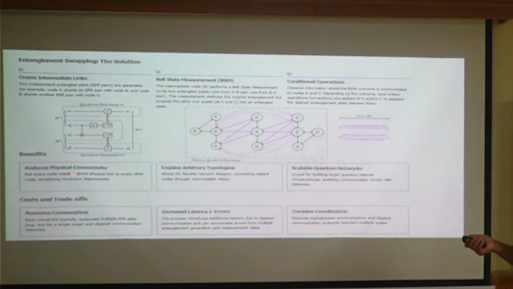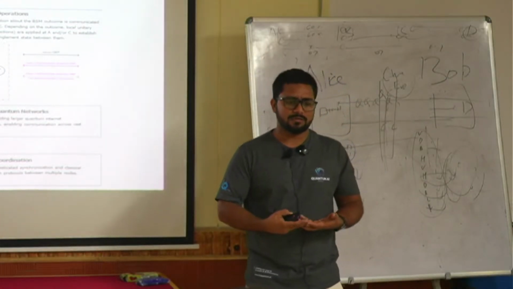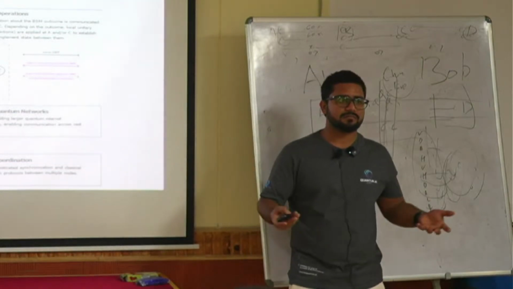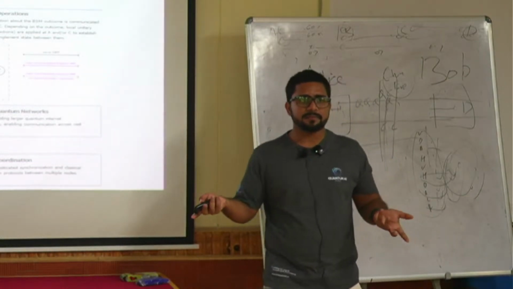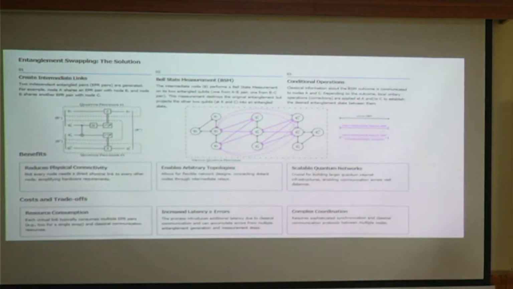So what are the benefits of this entanglement swapping or telegate? It reduces physical connectivity and enables arbitrary topology. The network topology can be very simple: a mesh, a circular ring topology, or a linear topology. It depends on the topology of the network that you have. So it enables all sorts of topologies and is very scalable, provided you have the elementary requirements met.